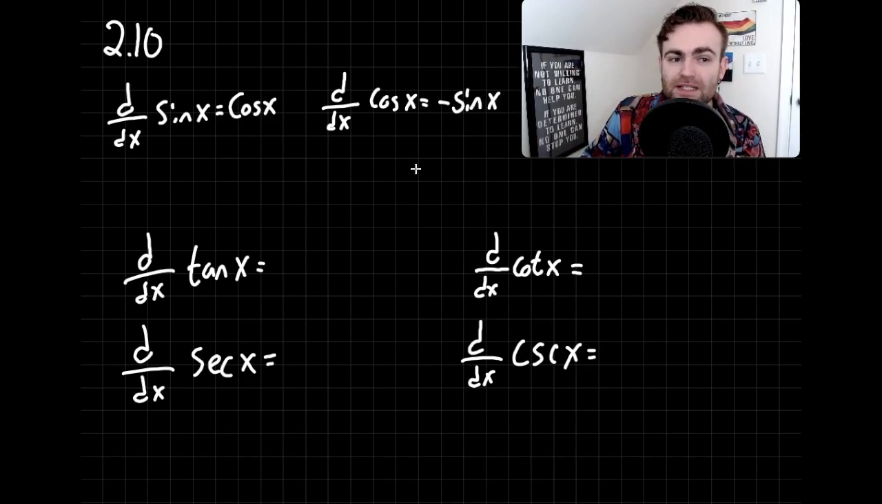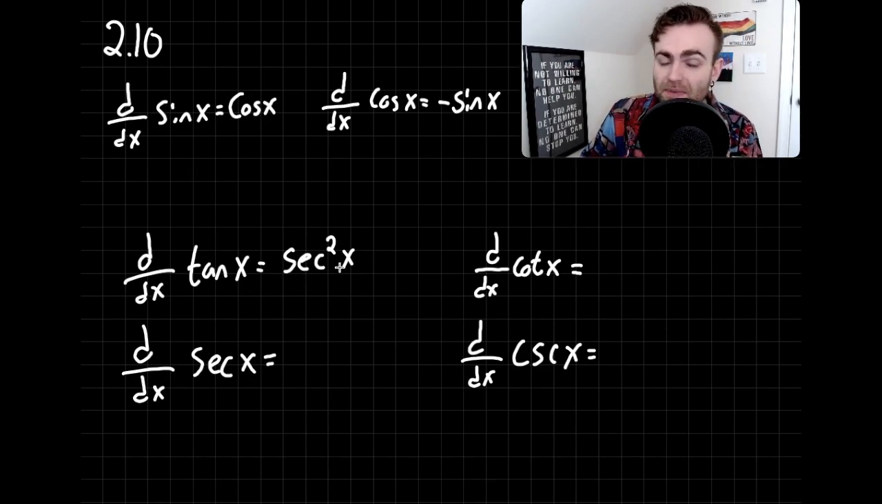Now, the reason why I want to go over these is because they have aspects of them that translate to the other derivatives. So let's start with the non-cofunctions. Let's start with tangent and secant and figure out what they are. So the derivative of tangent, you can actually use the quotient rule for this, is secant squared x. So the derivative of tangent is a positive secant squared x. The derivative of secant is secant times tangent.